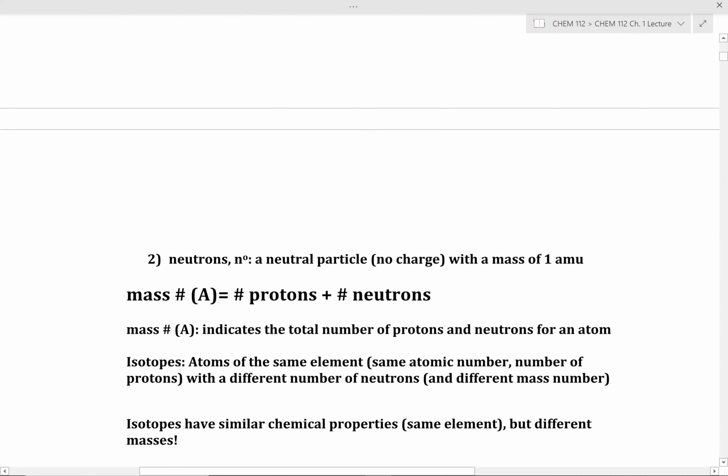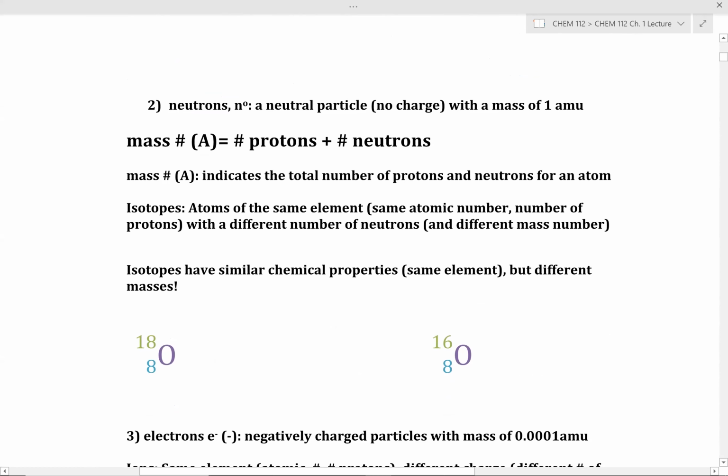Now, moving on from here, we're going to look at our next fundamental particle, which is the neutron. Now, neutrons are abbreviated with the symbol N0. They're a neutral particle, so they have no charge. And the main feature of a neutron is they're a major source of an atom's mass. They have a mass of 1 AMU. We're always going to be mindful of atomic mass because it's very important for what are known as isotopes, which we'll talk about in a moment.